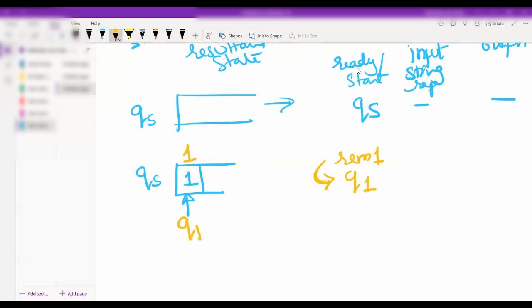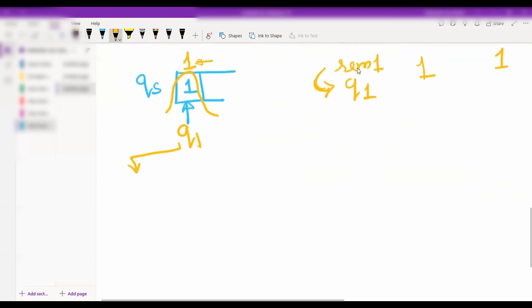This is Q1. Q1 is the state which represents input 1. So this input string is represented by Q1, and the output generated is remainder 1, that is 1. Now this is your resultant state, and for the next step, this will be considered as the current state with the tape. So which string is represented by Q1? The string represented by Q1 is number 1.